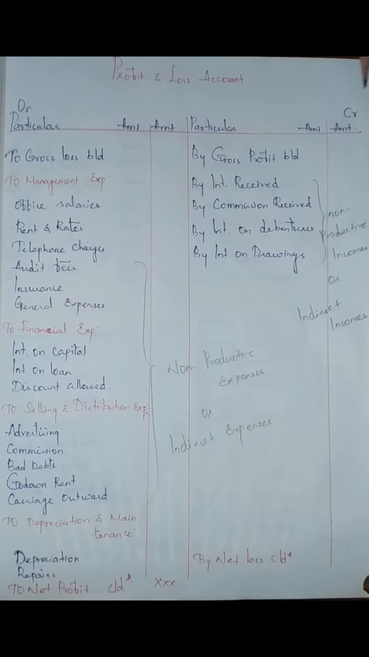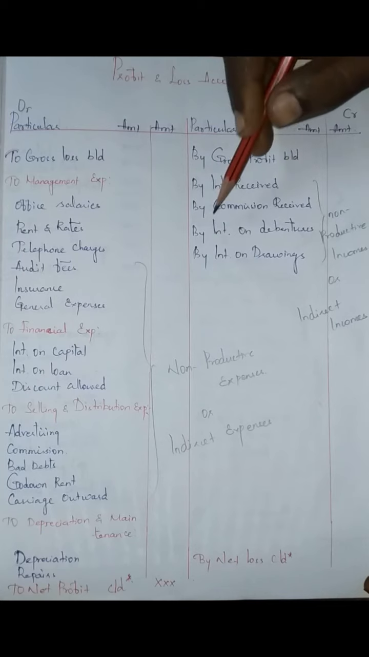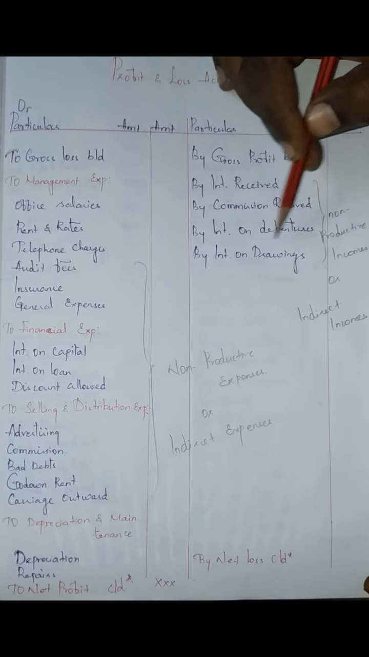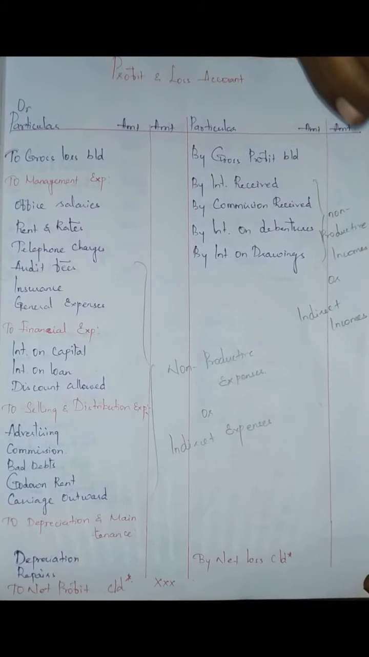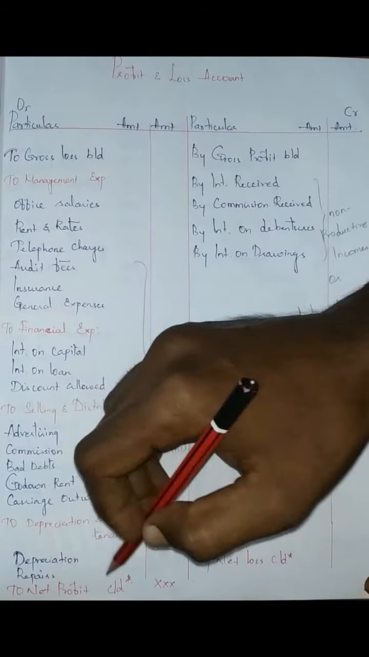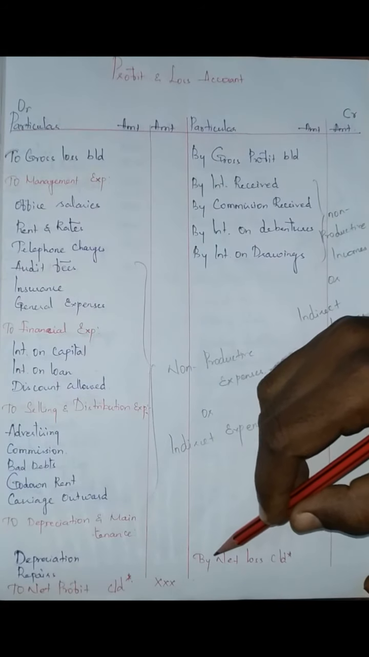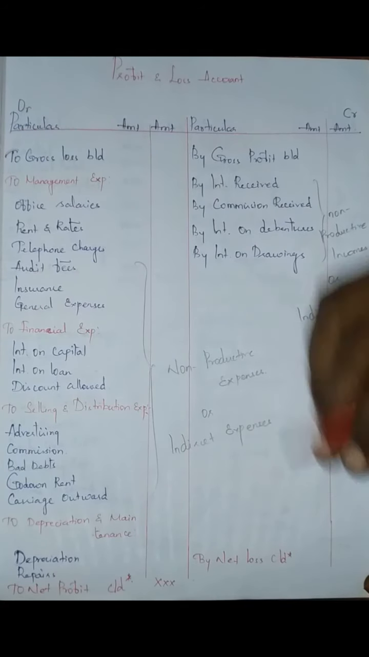Meanwhile, on the credit side, we put non-productive income or indirect incomes, which are incomes not belonging to the particular product, such as by interest received, by commission received, by interest on debentures, and by interest on drawings. If income is more than expenses, it's called net profit. If expenses are more than income, we get a net loss of the particular business.